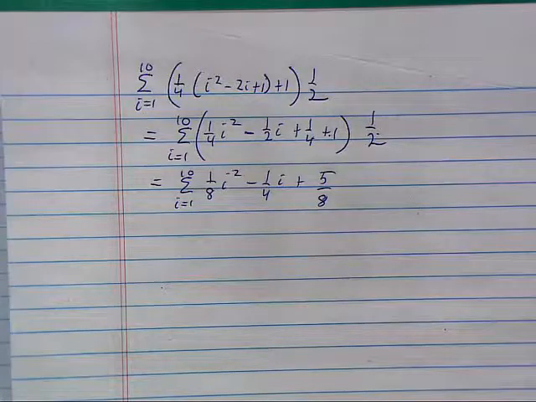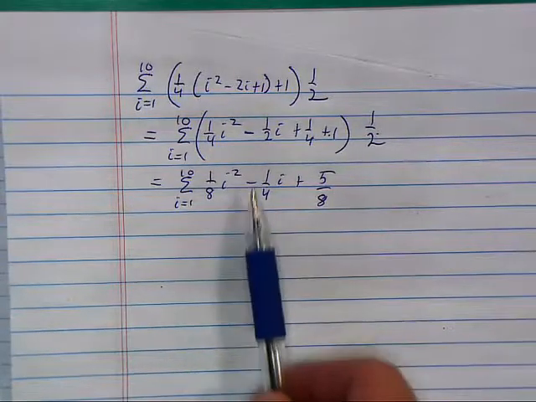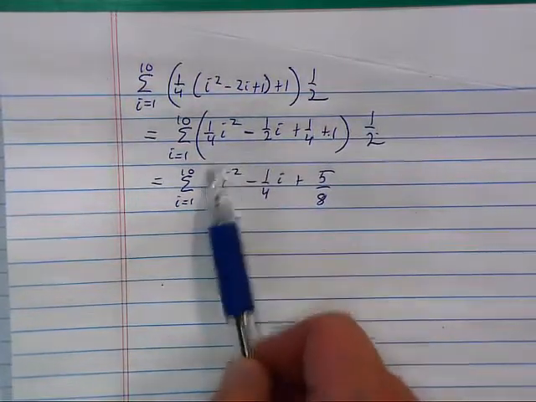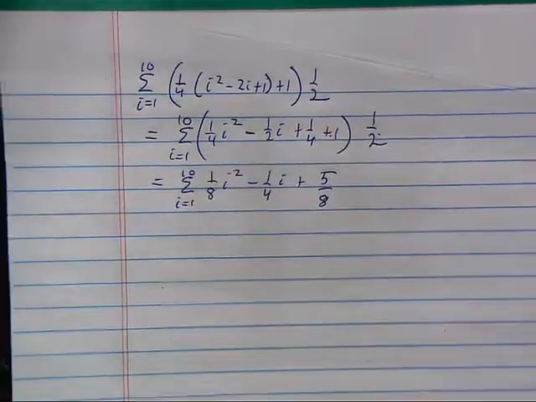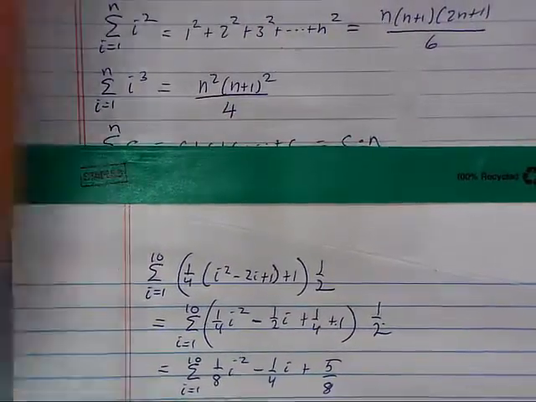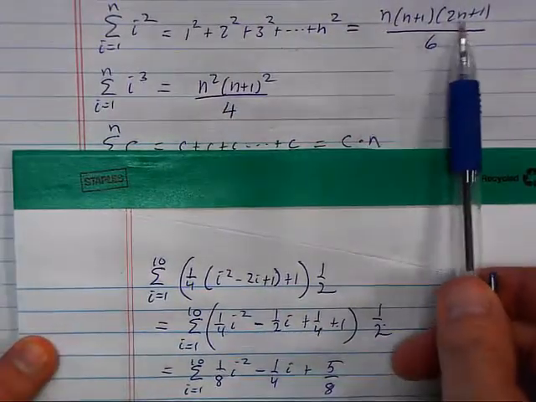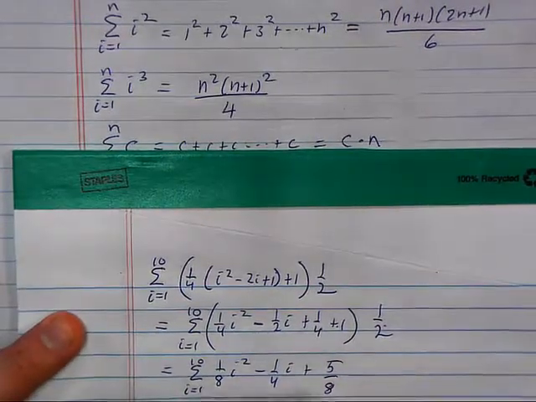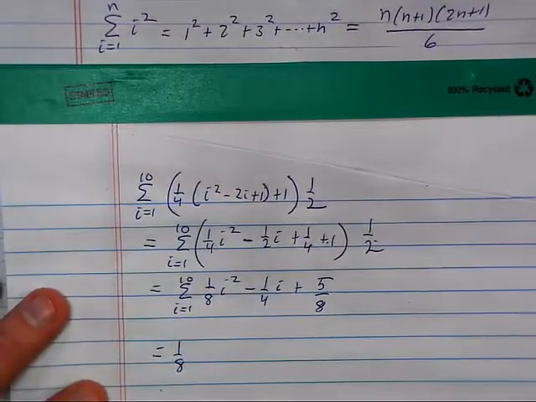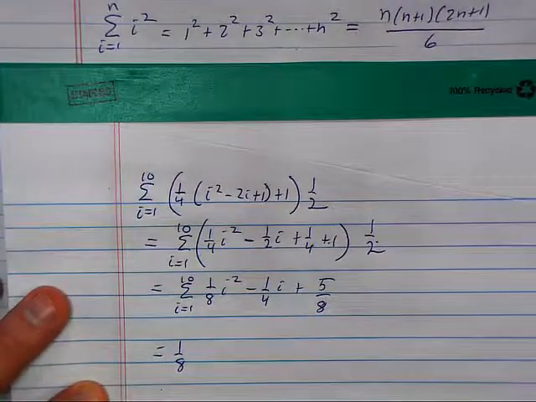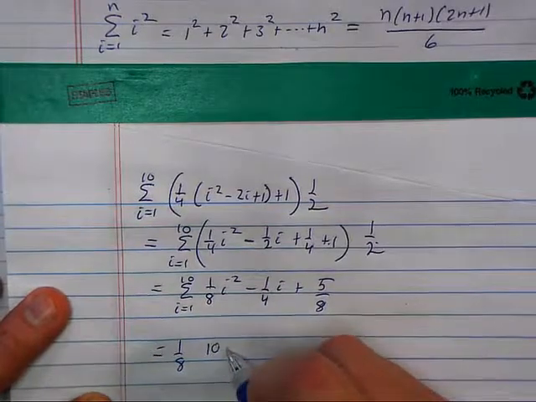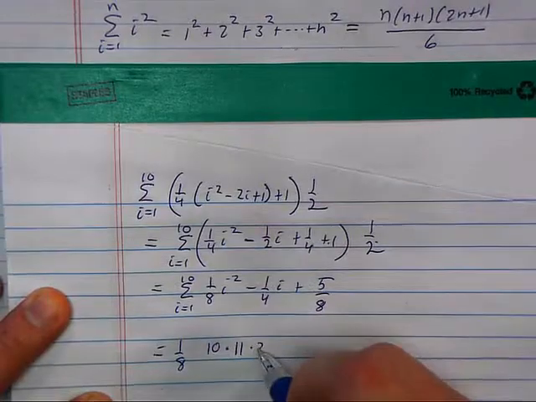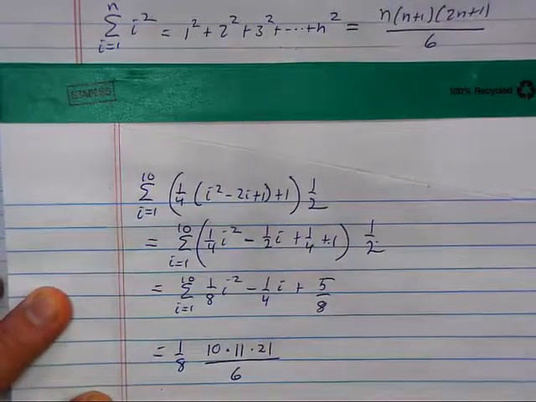All right, now I'm almost ready. I'm almost done. Now I'm ready to use my formulas here. What happens when I add up a bunch of things with an i squared in it? I go back up to my formula here. My formula with the i squareds is n times n plus 1 times 2n plus 1 over 6. So this is going to be 1/8 times n is 10. So I'm going to have 10 times 11 times 21 over 6.